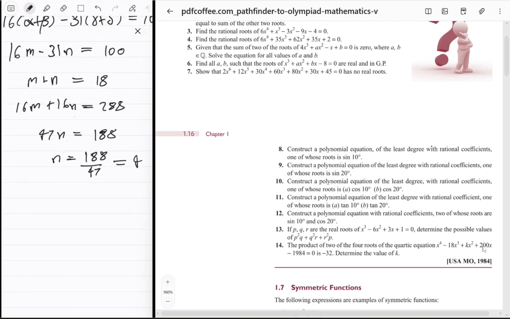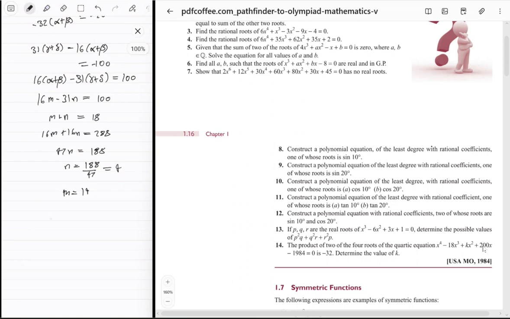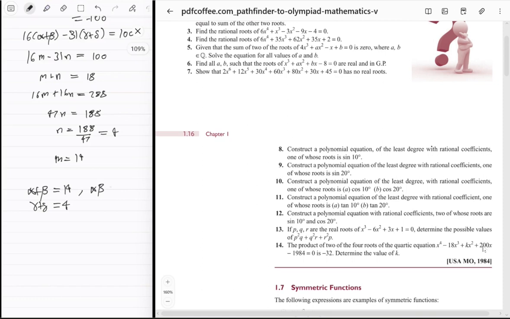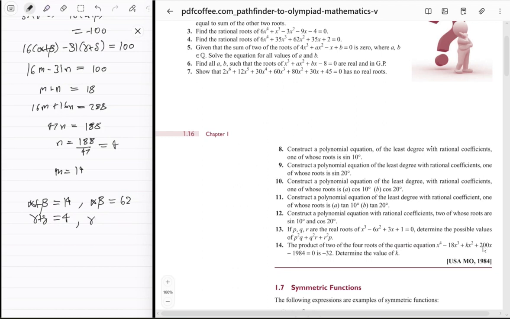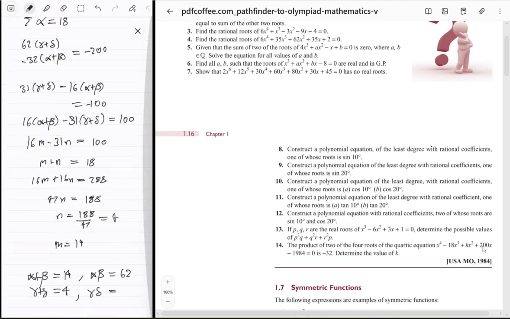Okay, and then just put that in this. You got m is equal to 14 in that case. Perfect. So 14 times 16 is 224, minus 31 times 4, that is 124. That's equal to 100. Yes, it is. So that's awesome. So you got m and n. What was m? Once again, alpha plus beta is equal to 14, and gamma plus delta is equal to 4. Alpha times beta, what was that? 62. And gamma times delta is equal to negative 32.